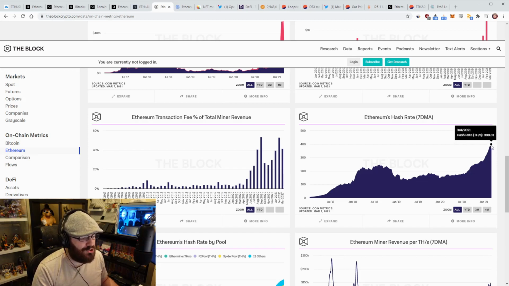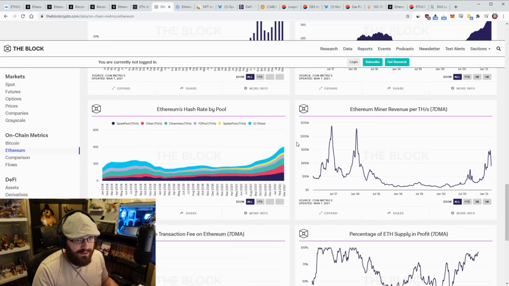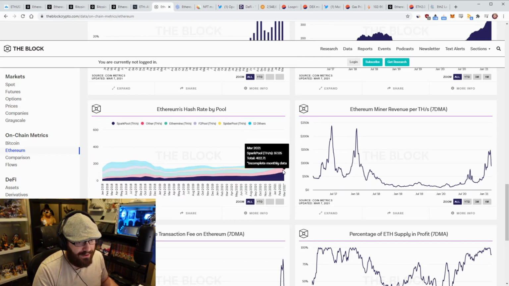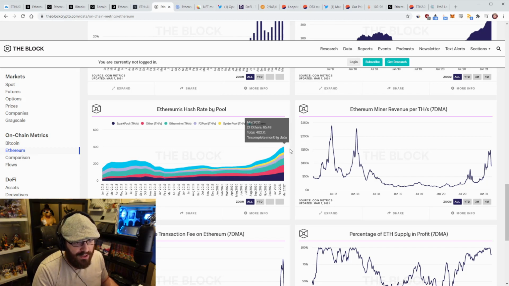The Ethereum hash rate is at an all-time high here, almost 400 terahashes. That's, I think, almost double the last bull market, which is some incredible growth there. You scroll down here, you can go to the hash rate by pool. Obviously there's a bunch of different pools that dominate here. Spark Pool, Ethermine, and I think... what's this pool here? The blue one. I think it's just others. Yeah, they kind of dominate the network here.